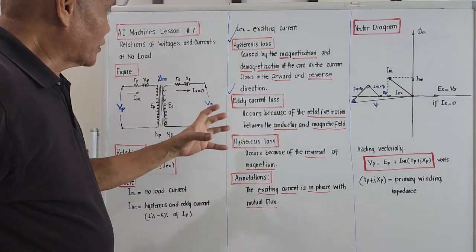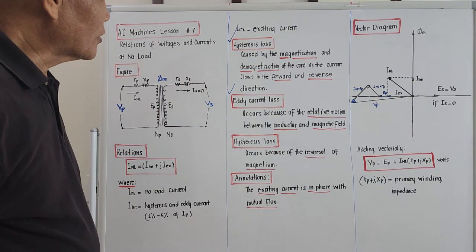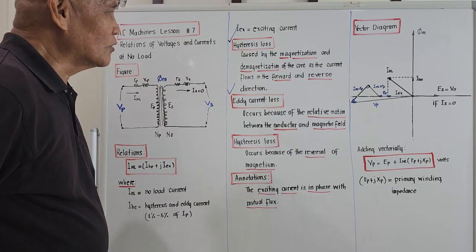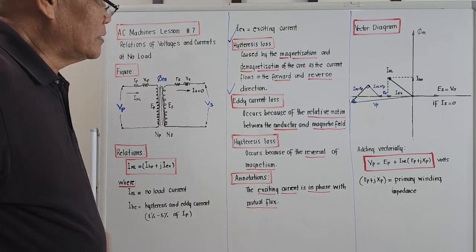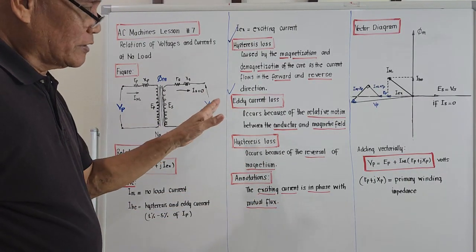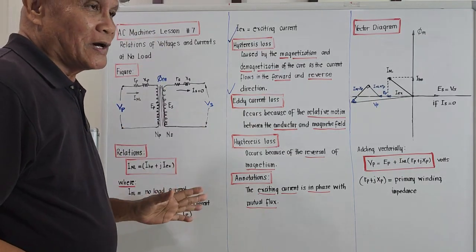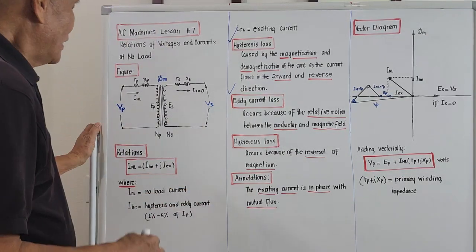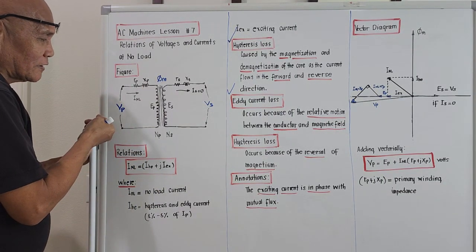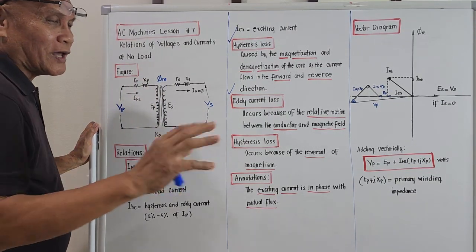And if we try to read what is hysteresis and eddy current, hysteresis loss is caused by the magnetization and demagnetization of the core, meaning the lamination, as the current flows in the forward and reverse direction. We are mentioning alternating current here. So at one time the current will be in this direction, at other times the current will be in this direction. That's why it is so-called alternating current.